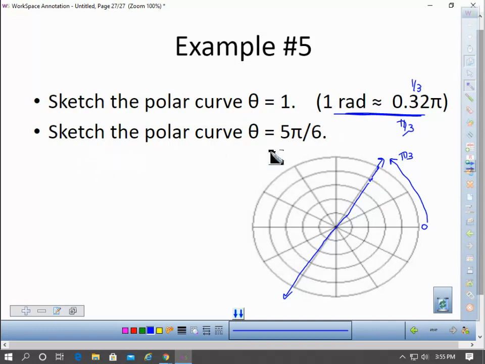All right, so what would theta equals 5 pi over 6 look like? We just have to find 5 pi over 6. Well, pi over 6 is 30 degrees. 30 times 5 is 150. So we're talking 30, 60, 90, 120, 150. So we're right here at 5 pi over 6. So that's this line right here.